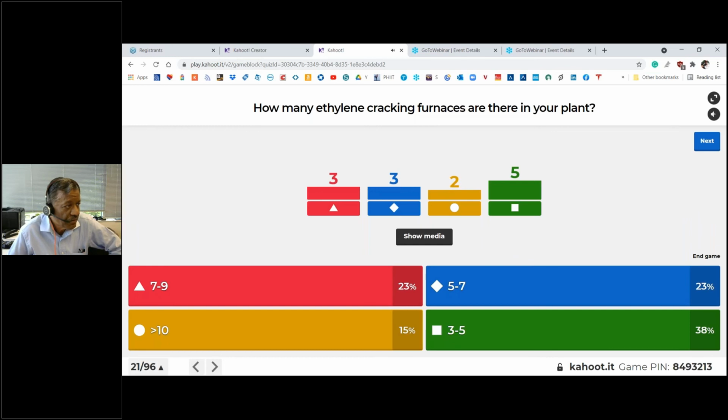So we have a wide range actually. Anywhere you can see it's uniformly split. I mean 3 to 5 is there and the rest is almost evenly split. So we have the whole range of ethylene furnaces in our plants, chemical plants.